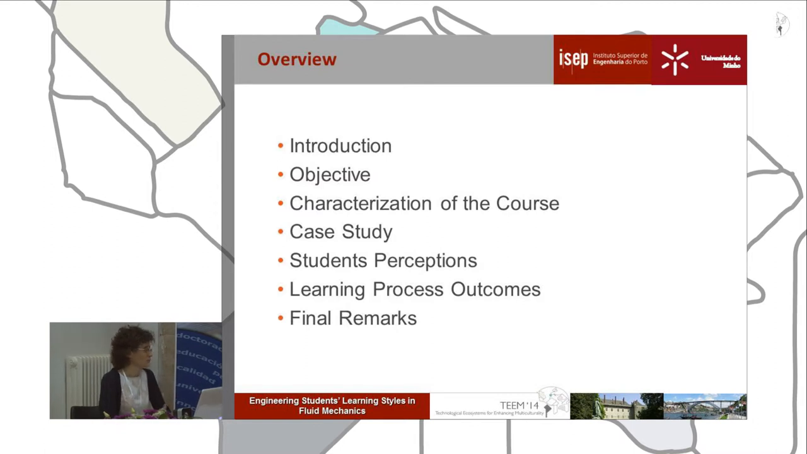And now my presentation, named Engineering Students in Fluid Mechanics. This is an overview of the presentation. After the introduction, I will define the objective, the characterization of the course, the study case, the student perception, learning outcomes, and finally the final remarks.